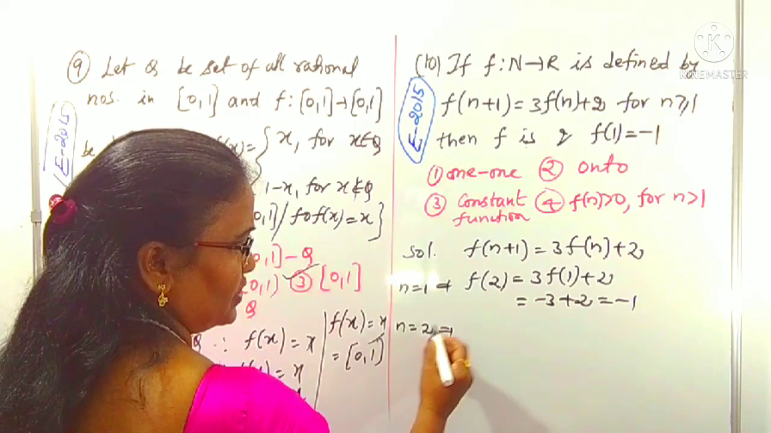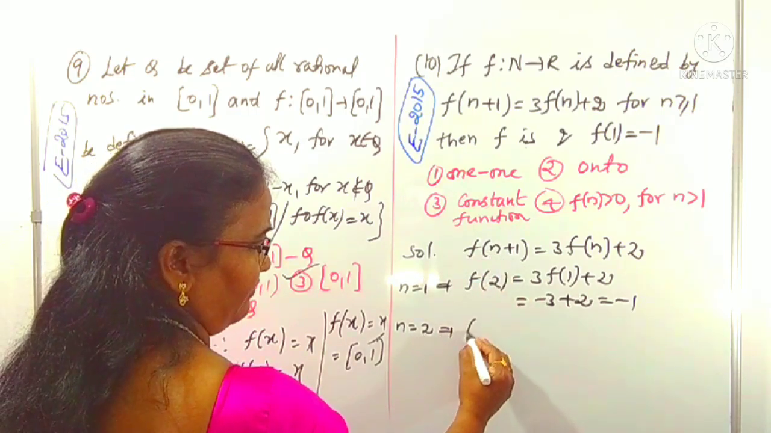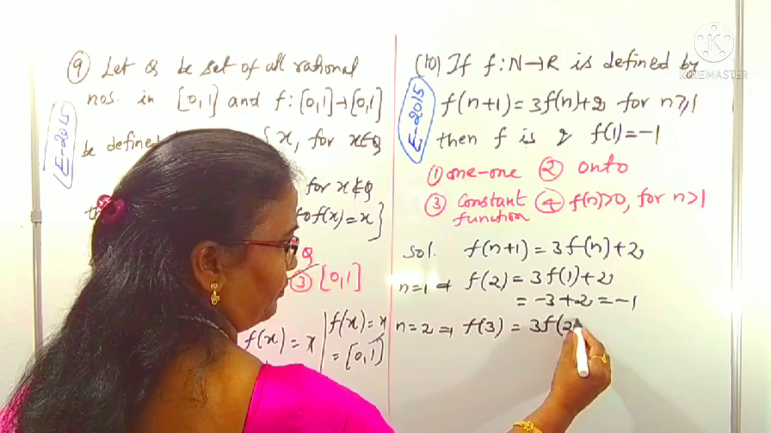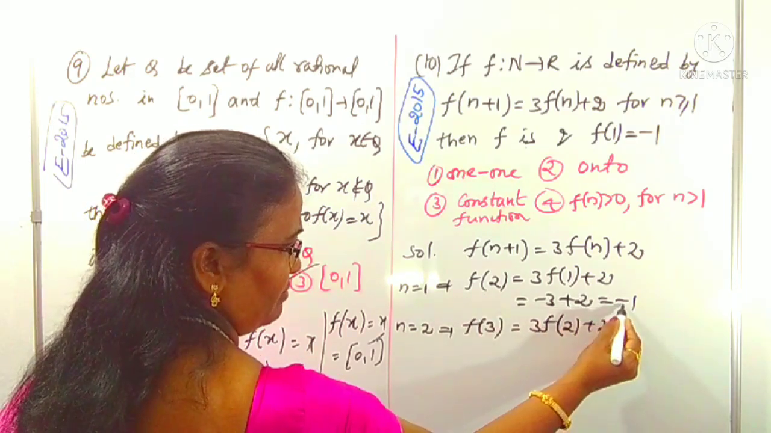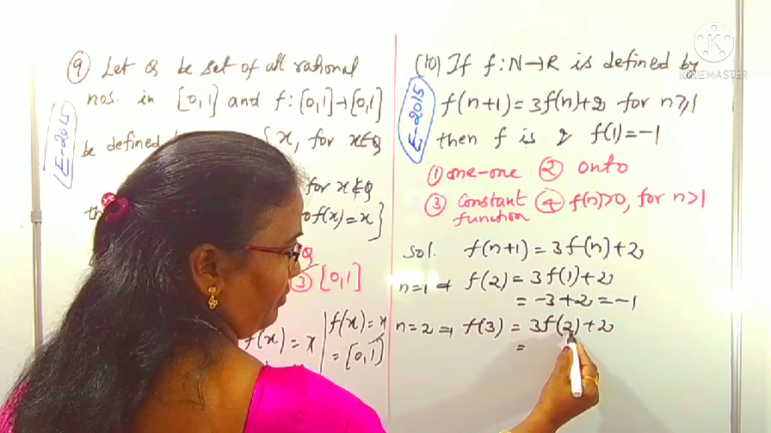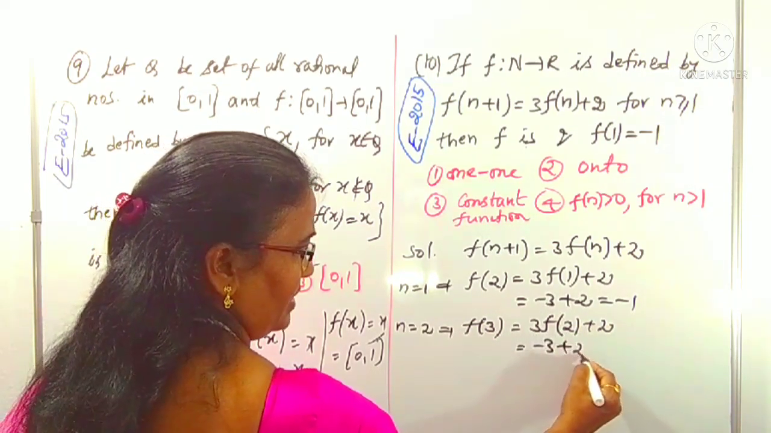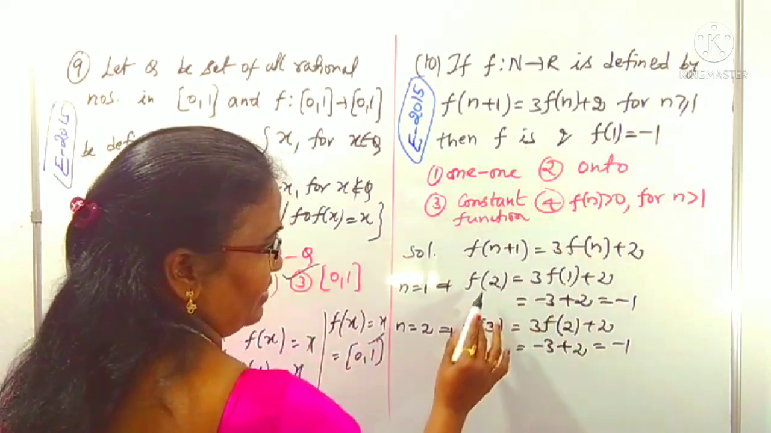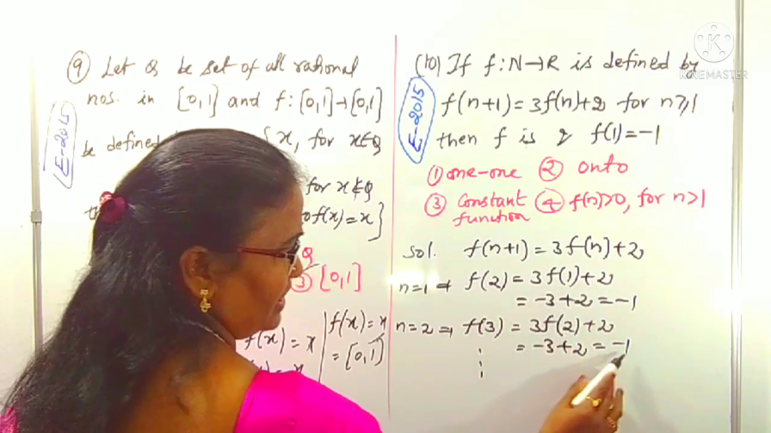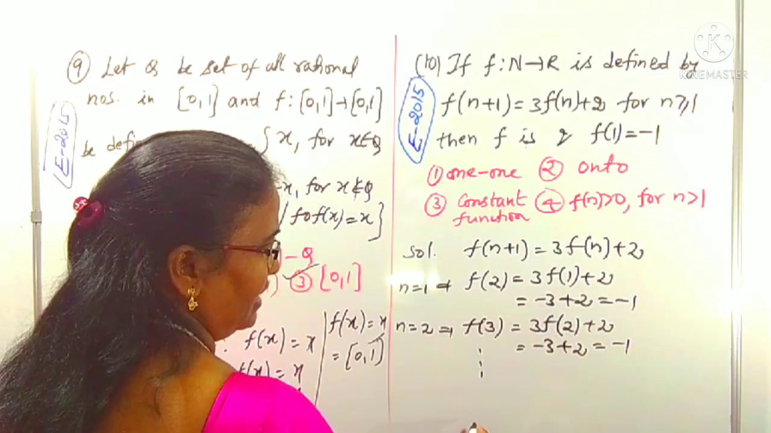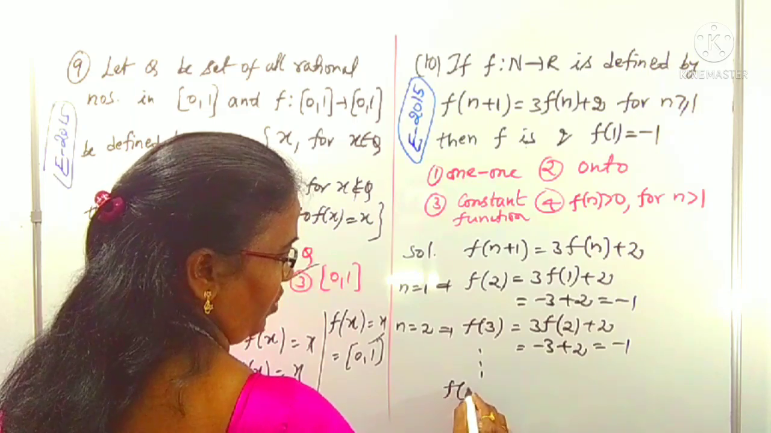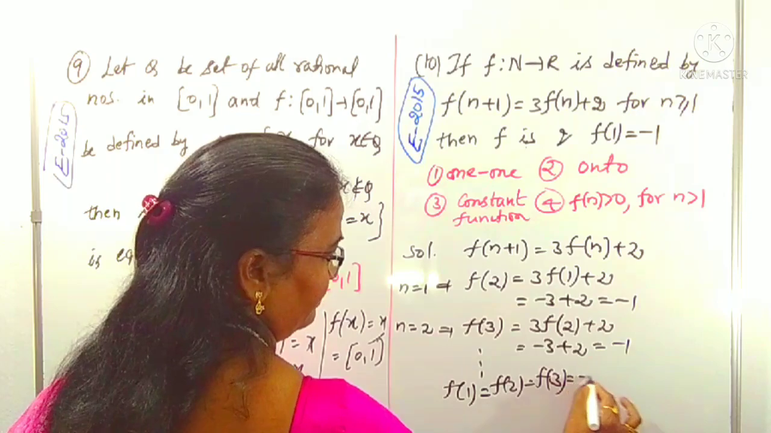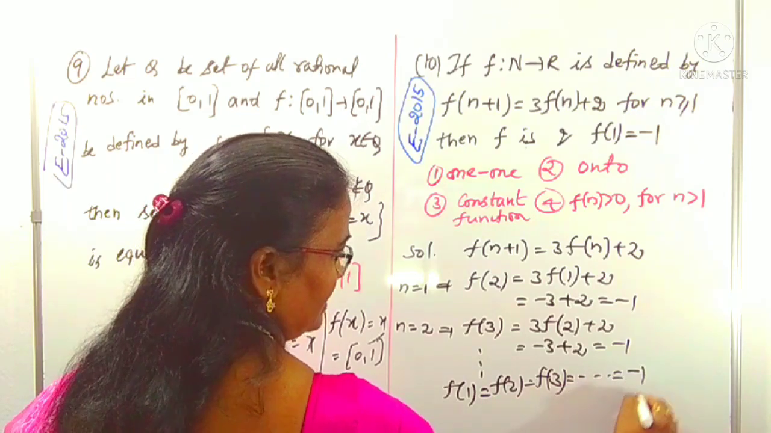By taking n equal to 2, 2 plus 1 is 3. How to get f of 3? f of 3 is 3 f of 2 plus 2. f of 2 we already got as minus 1. Minus 1 into 3 is minus 3, plus 2 is minus 1. Like this we can observe that the image of 1 is minus 1, image of 2 is also minus 1, image of 3 is also minus 1, and so on. All elements have the same image, f of 1, f of 2, f of 3 and so on.